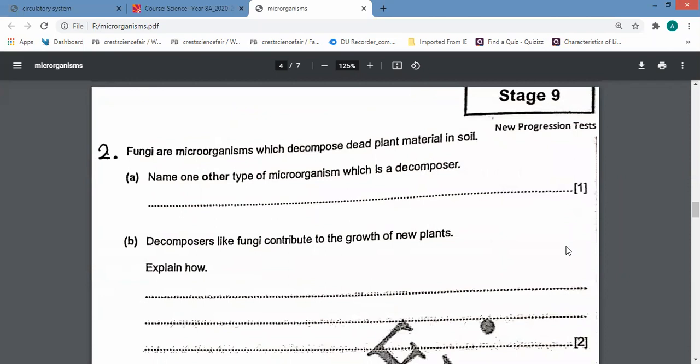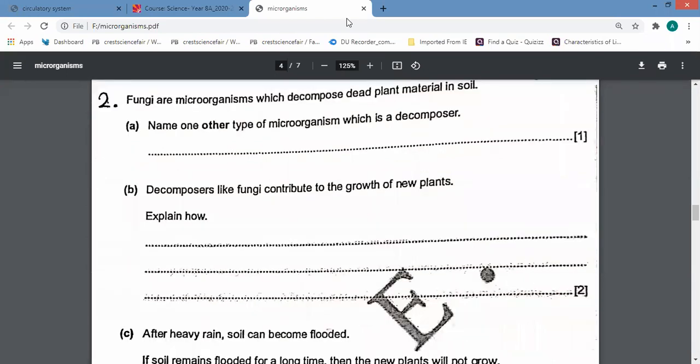Fungi are microorganisms which decompose the plant material in soil. Name one other type of microorganism which is a decomposer. Bacteria. Yes, bacteria. Virus is not dependent on dead bodies. It's microorganisms and parasites, but not dependent on dead bodies. As we know, does COVID-19 affect dead bodies? No. So the answer to the first question is bacteria.